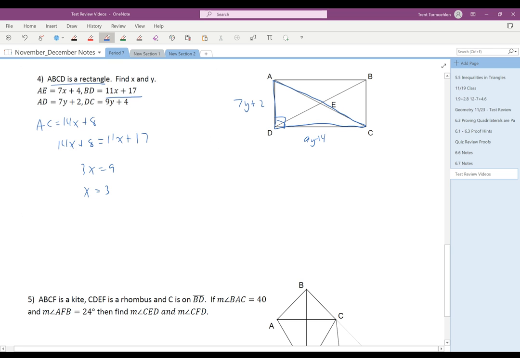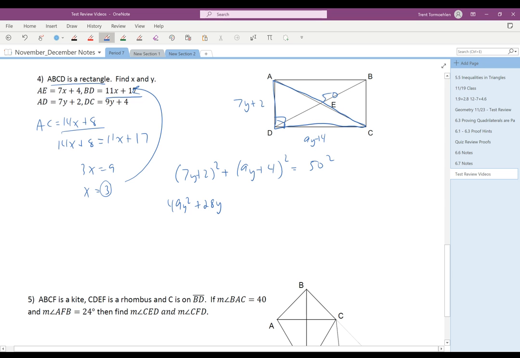And for a long time, we've learned about the Pythagorean Theorem. So we can apply the Pythagorean Theorem, especially because we know what x is. It's 3, which means that AC is going to be 14 times 3 plus 8, which is 50. And so that means we can do the Pythagorean Theorem that says (7y plus 2) squared plus (9y plus 4) squared equals 50 squared. So that gives me 49y squared. Remember, 7y plus 2 times 7y plus 2.